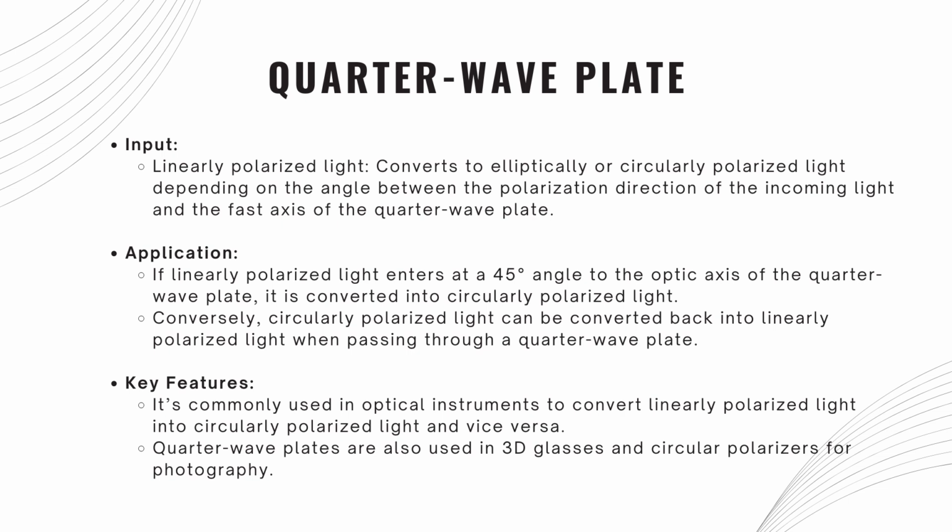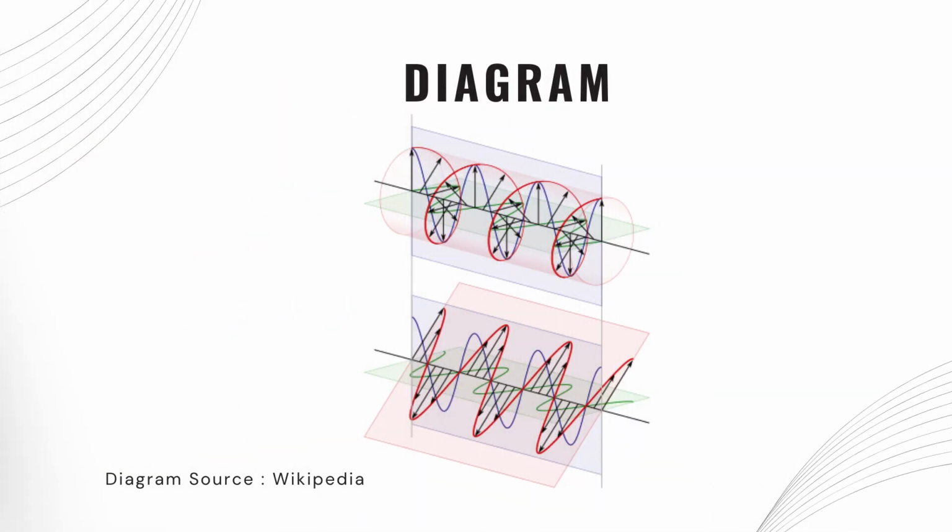Application. If linearly polarized light enters at a 45 degree angle to the optic axis of the quarter wave plate, it is converted into circularly polarized light. Conversely, circularly polarized light can be converted back into linearly polarized light when passing through a quarter wave plate. A diagram shows linearly polarized light entering the quarter wave plate and emerging as circularly polarized light. It could also show circularly polarized light passing through and becoming linearly polarized.